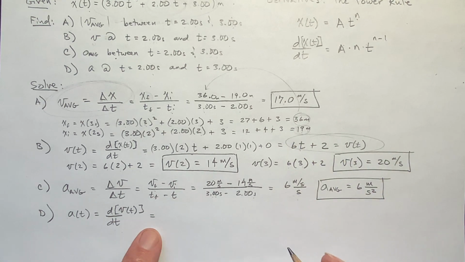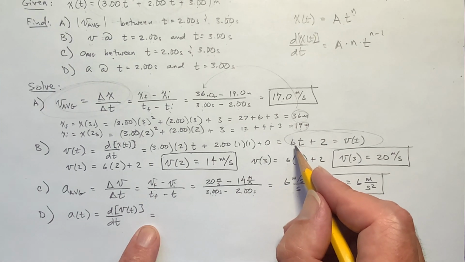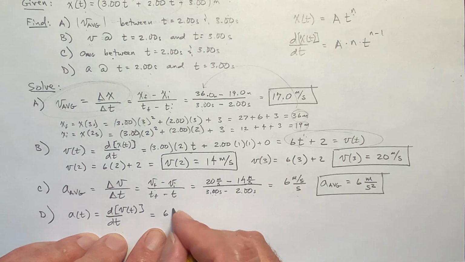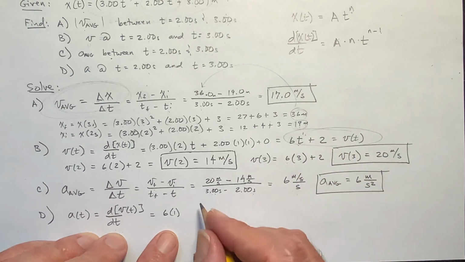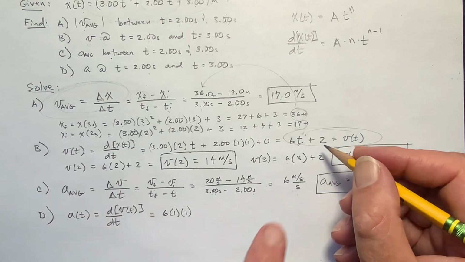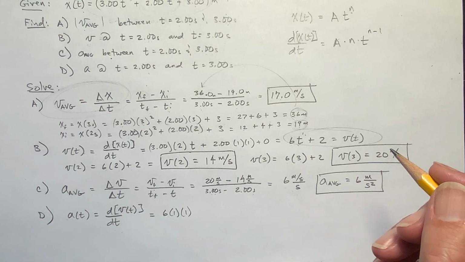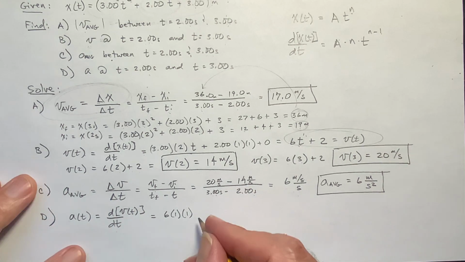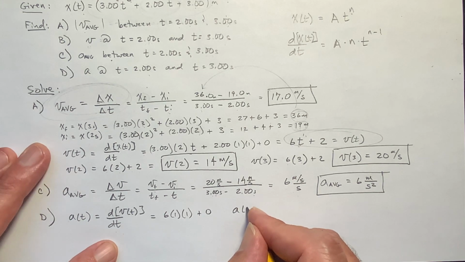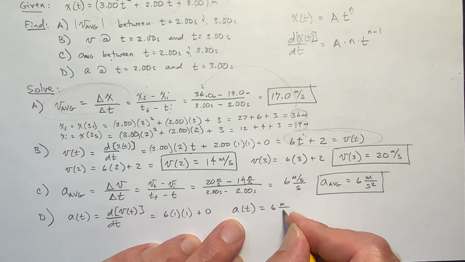Well, I'm going to use the power rule again, and let's take a look. What is the derivative of 6 times t? Well, this is like t to the 1, so that's going to be 6, and you bring the 1 down, and then you have t to the 0. Anything to the 0 power is 1. And then if you operate the derivative on 2, it is a constant, so the rate of change of a constant is 0. So that's going to be plus 0. And so my acceleration as a function of time is 6 meters per second squared.